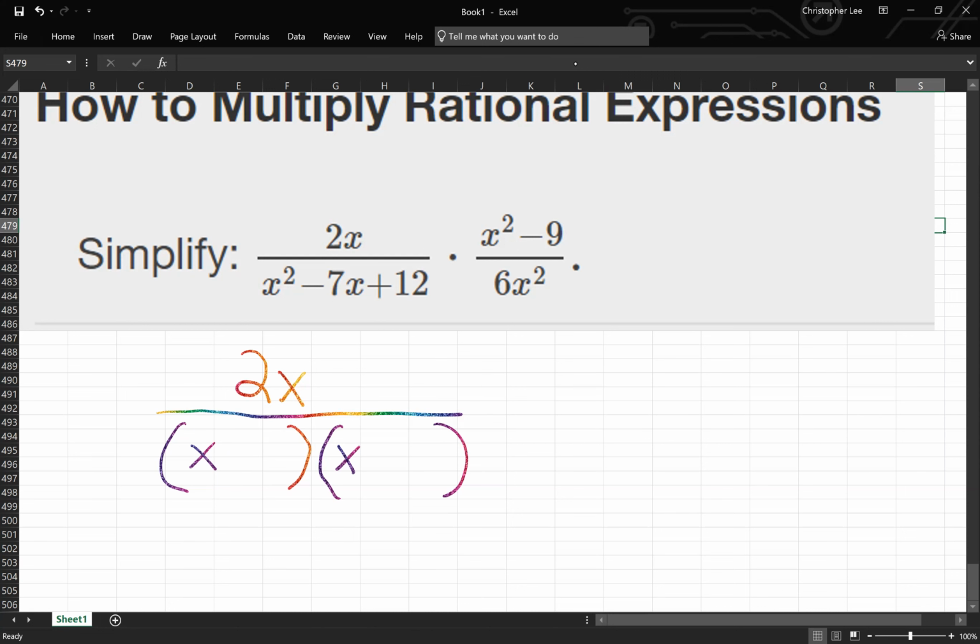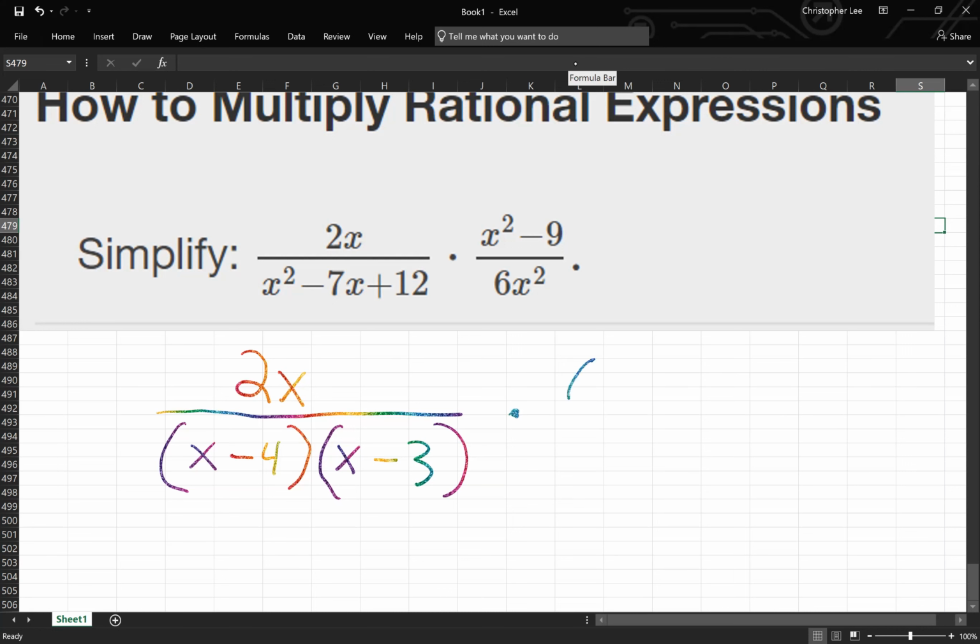Maybe -1 is not right. Let's try another one. -4 and what else? Give me another one. Oh, -3. Now we're talking, right? Because -4 times -3, that's positive 12. -4 plus -3 is -7, right?